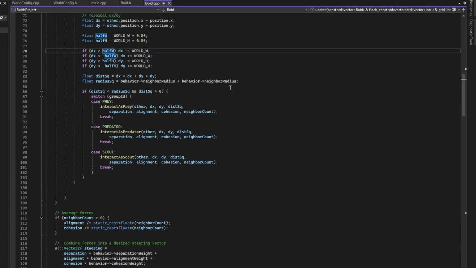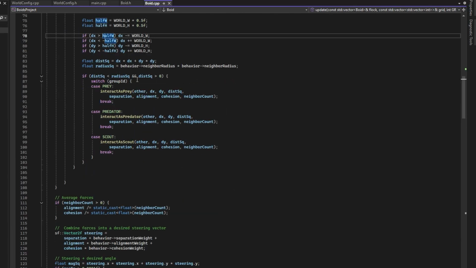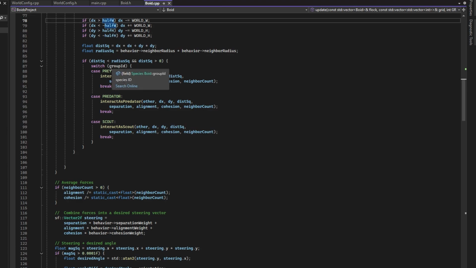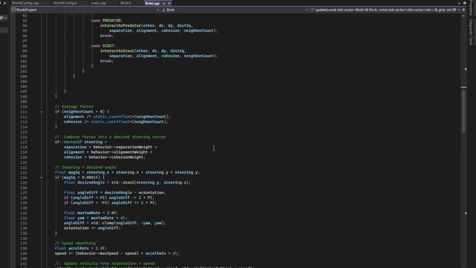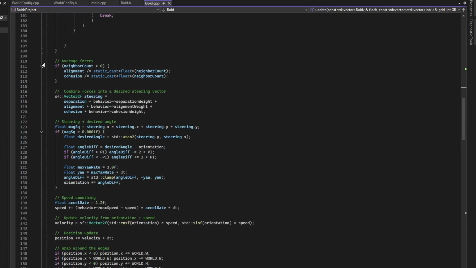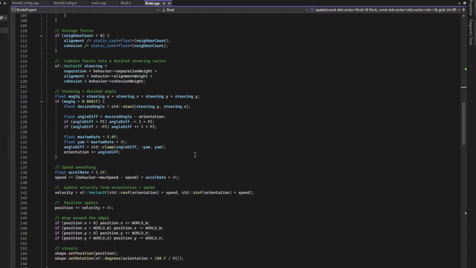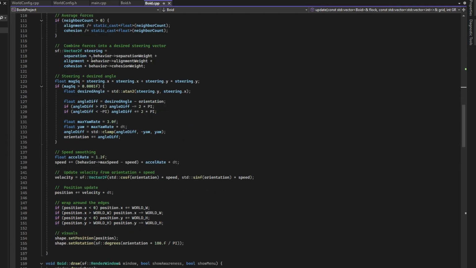And let's see. Yeah, so this is where I pass in the group ID, and that gives them the case of either predator, prey, scout. This is where we average the forces. So we take alignment and divide it by the neighbor count, or we take cohesion and divide it by the neighbor count.